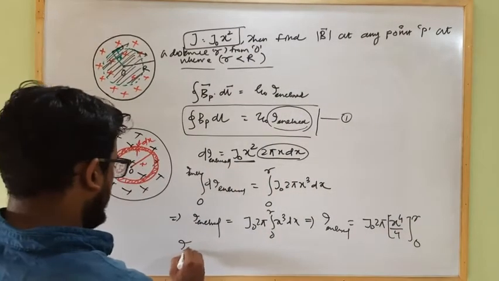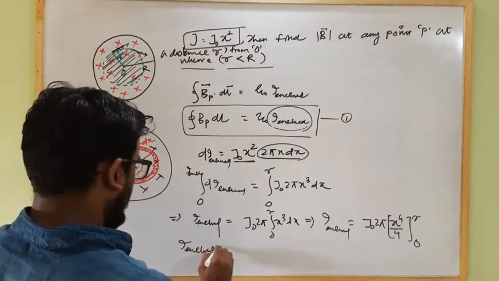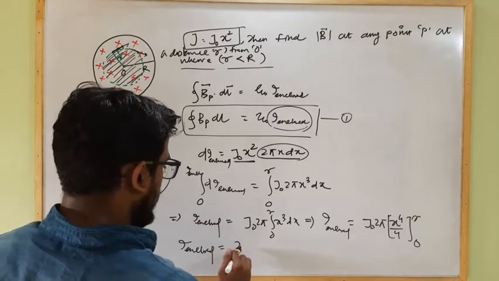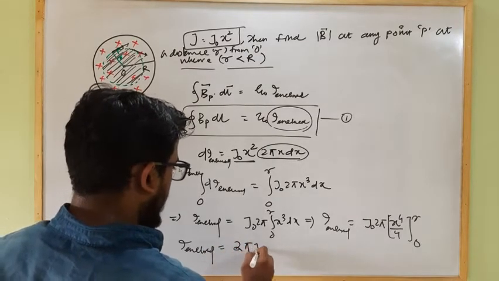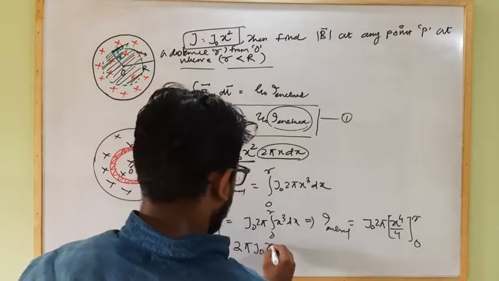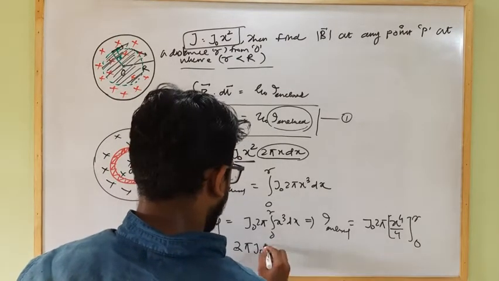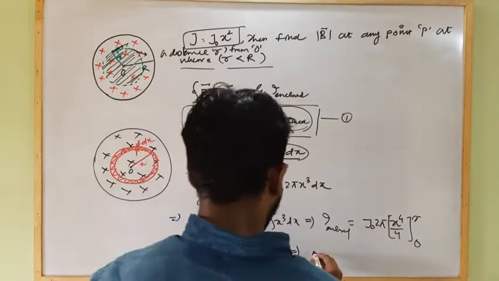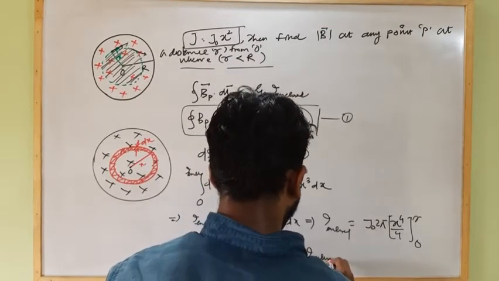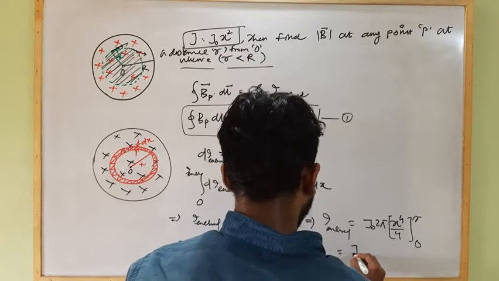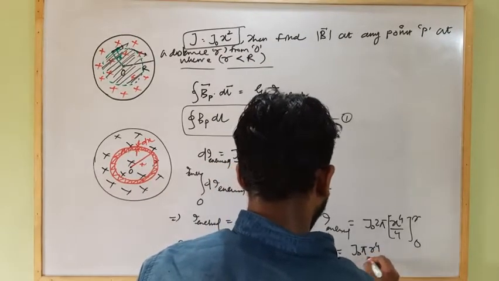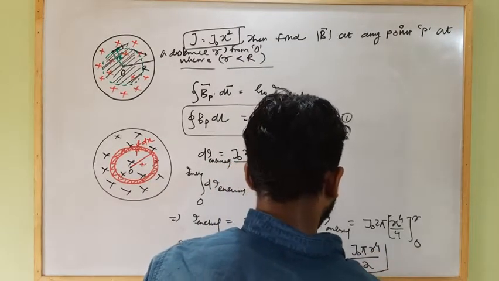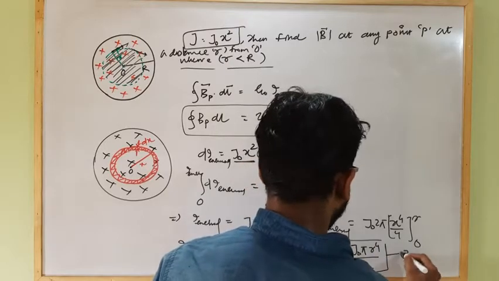So I enclosed will become 2 pi J naught x r to the power 4 divided by 4, or this implies I enclosed will be J naught pi r to the power 4 by 2. This is the expression for I enclosed. Let it be equation 2.